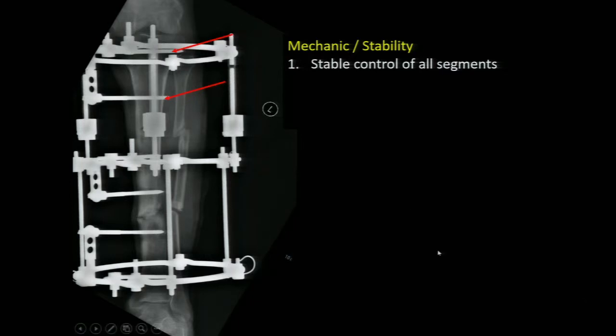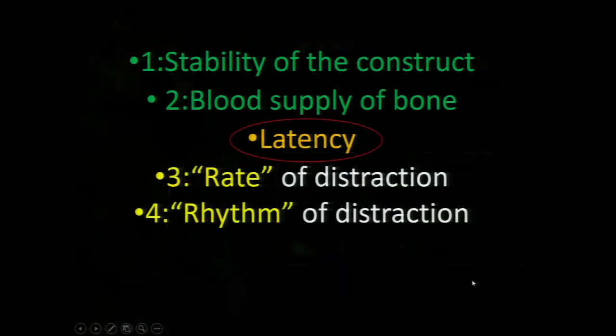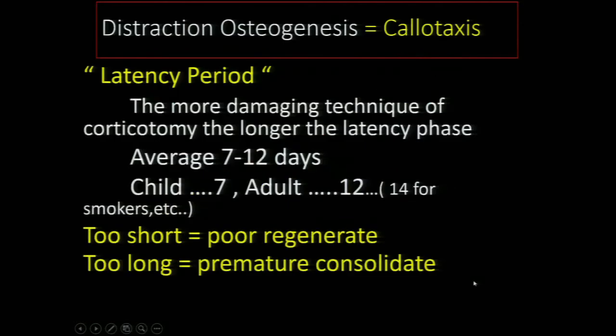You can use 2 pins with a ring, 2 pins at the middle segment, and 2 pins at the distal segment. I think we determine this stable. Then we may compress this for union because this is a non-union. So the first 2 requirements are achieved: stability and biology, you agree? Now we have to wait how long?